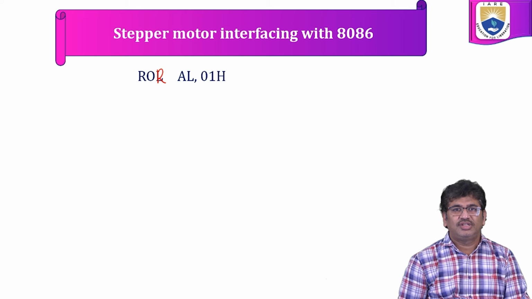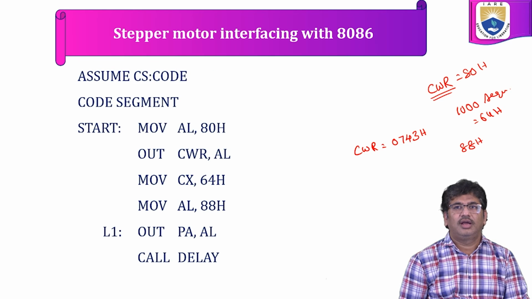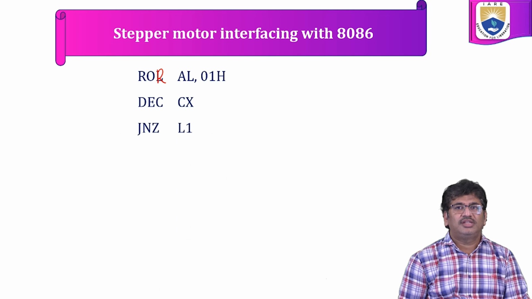As one sequence is done, we are going to decrement the count. So that is decrement CH. The loop has to iterate for 1000 clock pulses. For that, we are going to check the count in CX register by the instruction JNZ. If the count is non-zero, go to loop 1. What is the loop 1 instruction? Sending the data to a port, right? So this is a continuous process. This will be repeated for 1000 iterations.